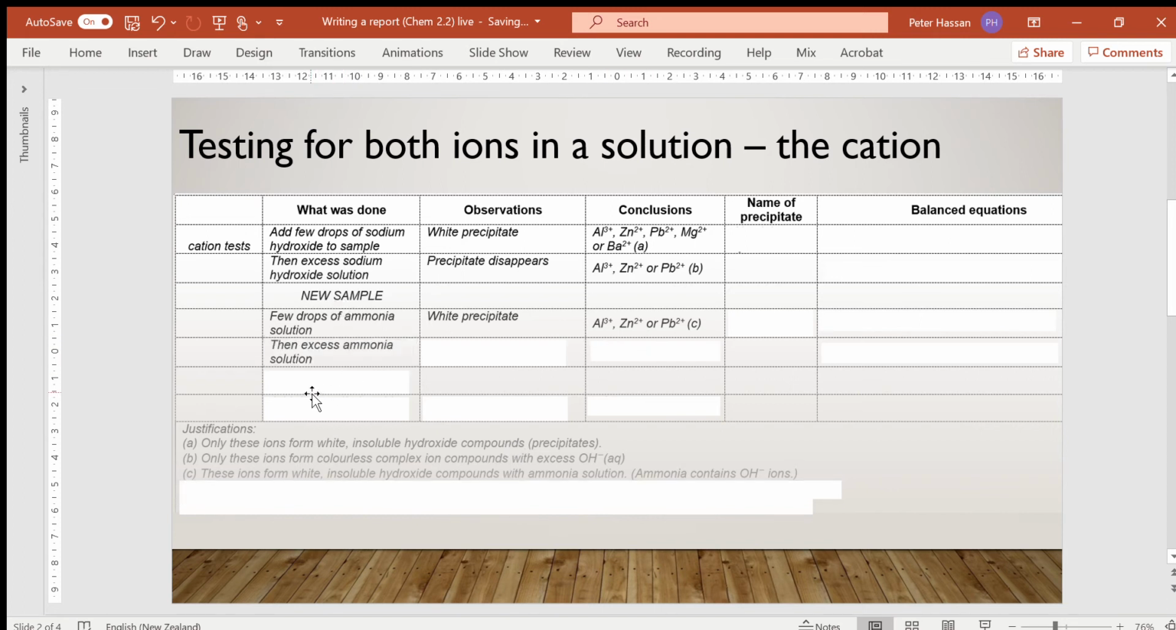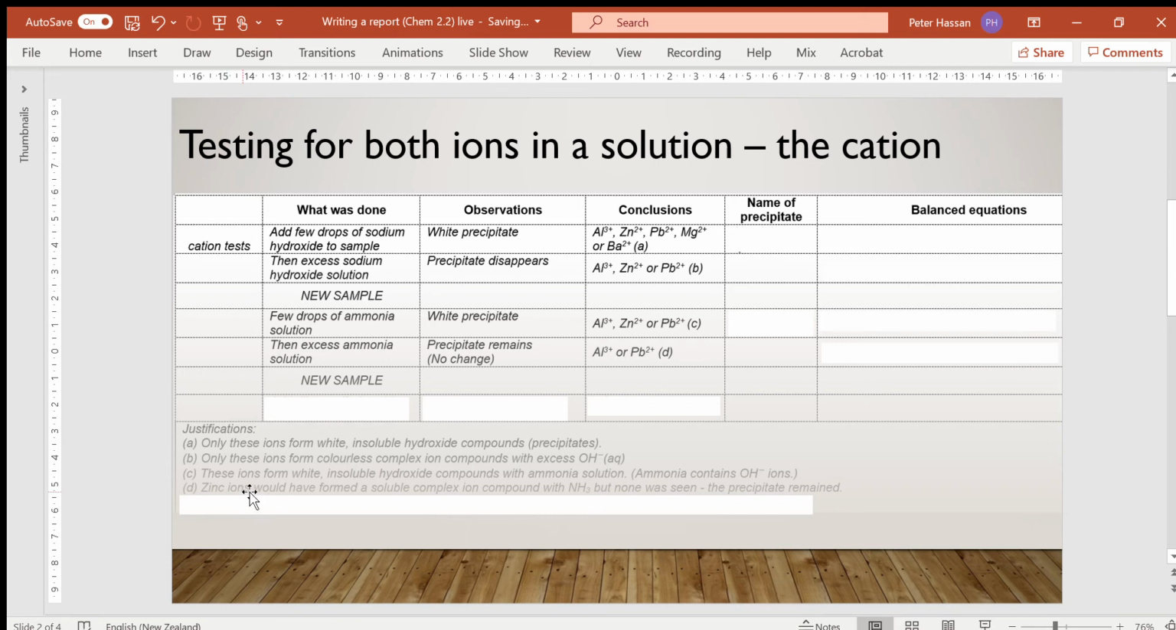With excess ammonia though, we can learn something. In this case, the precipitate remains, so there's no change. It stays murky, in other words. And so that means it must be either aluminium or lead. If it was zinc, it would have disappeared because zinc is the only one of those ions that forms a complex ion compound with ammonia. But none was seen, so it must be one of these two that doesn't form an ammonia complex ion.